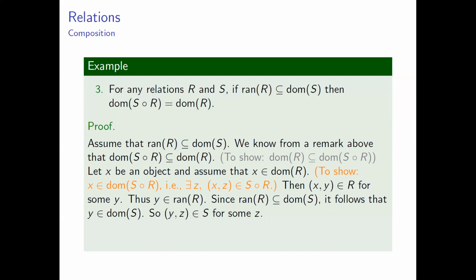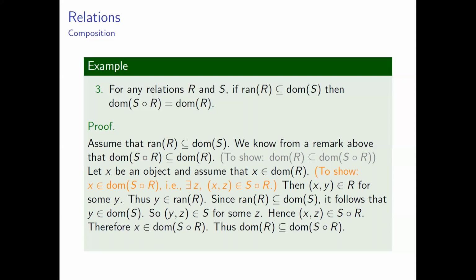So again, by the definition of domain, there is an ordered pair YZ in S for some object Z. Hence, XY is in R and YZ is in S. So by the definition of composition, XZ is in SR. Therefore, X is an element of the domain of SR, which shows that the domain of R is indeed a subset of the domain of SR. Together with the observation at the start of this proof, this implies that the domain of SR is equal to the domain of R. You have come to the end of part 3 of lecture 4.1.